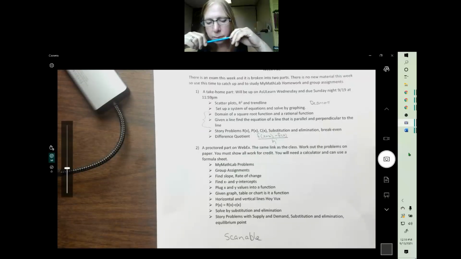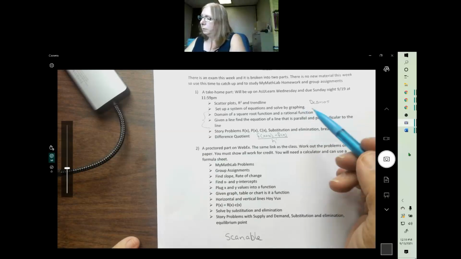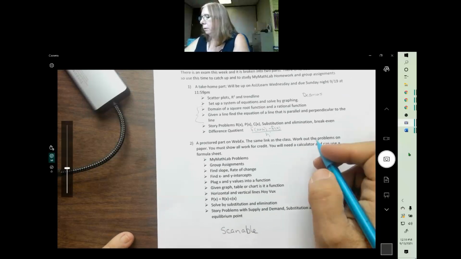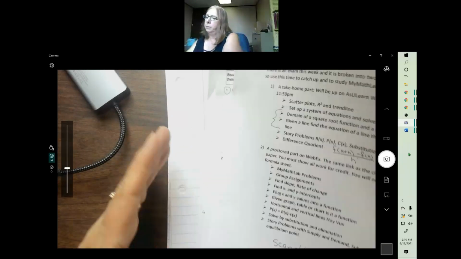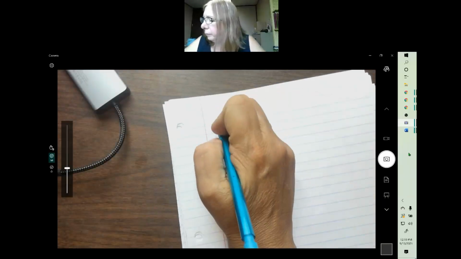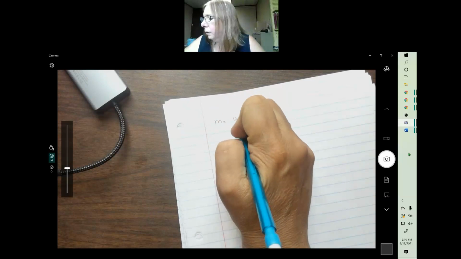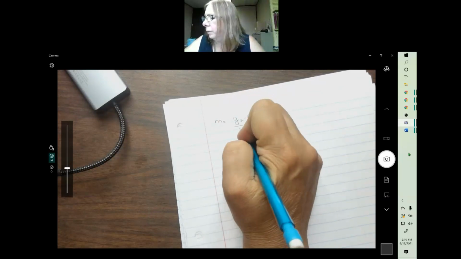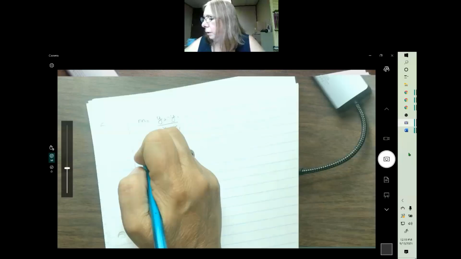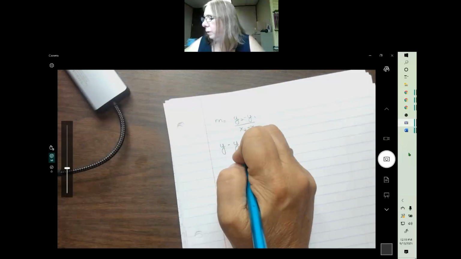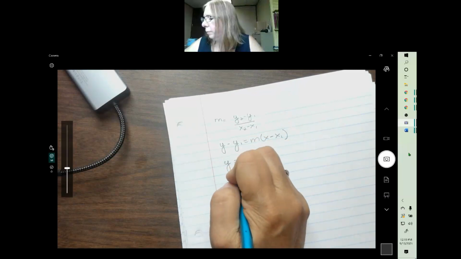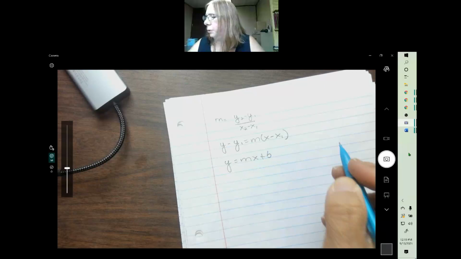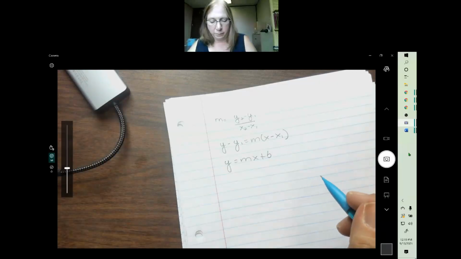Which formulas do we need to know? Okay. The biggest formulas would be the slope, y2 minus y1 over x2 minus x1. Y minus y1 equals m times x minus x1. Y equals mx plus b. I don't usually use standard form, so I wouldn't worry about that one.